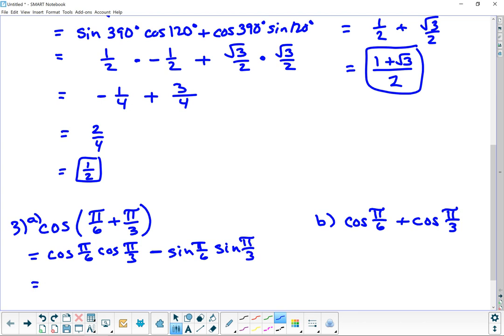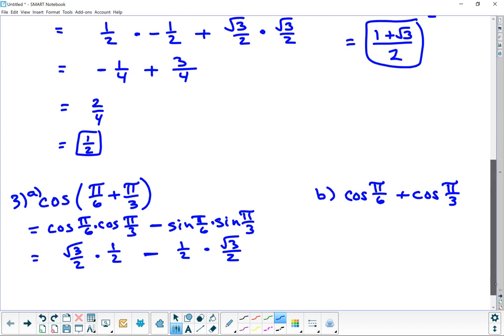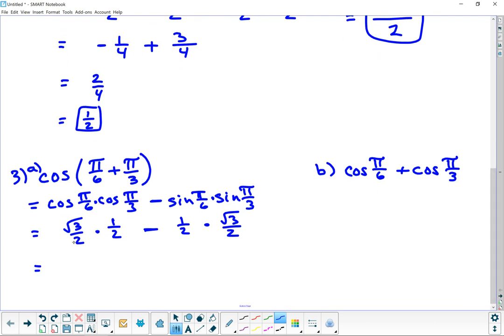All right, so cosine of pi over 6. Look at your unit circle. Now we're going to radians. Cosine of pi over 6 is going to be radical 3 over 2. Remember, these are all multiplication except for the one in between. And cosine of pi over 3 is going to be 1/2. Minus sine of pi over 6 is going to be 1/2. Sine of pi over 3 is going to be radical 3 over 2. Wow, this one's going to be pretty awesome.